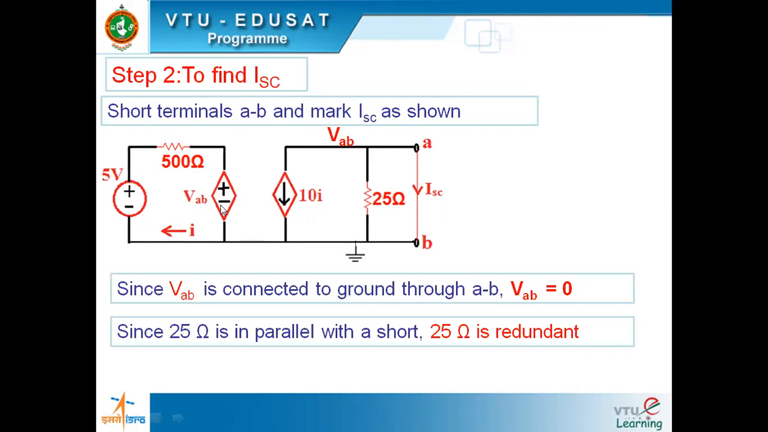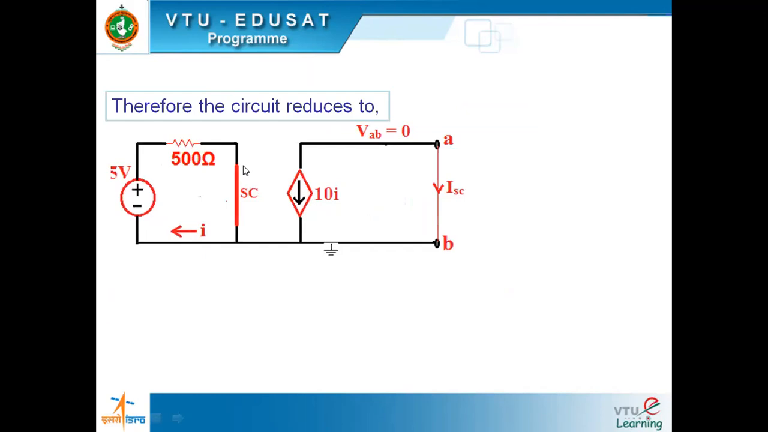So if this VAB is 0, what is voltage being 0? It is a short circuit or open circuit? Voltage being 0 is short circuiting. Current being 0 is open circuit. If current is 0, we have to open circuit that current source. If voltage is 0, we have to short circuit that. That means since VAB is 0, this is a short circuit, and since the 25 ohms is redundant, we remove this.